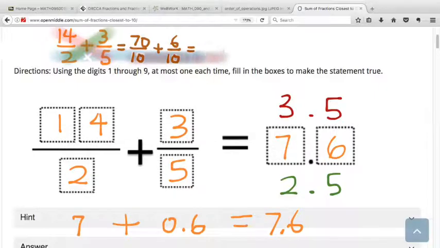Denominator stays the same. And the numerator gets added. Great. 70 plus 6. That gives me 76. And so my fraction is 76 over 10. And remember, when you divide a number by 10, what happens to its decimal expansion?